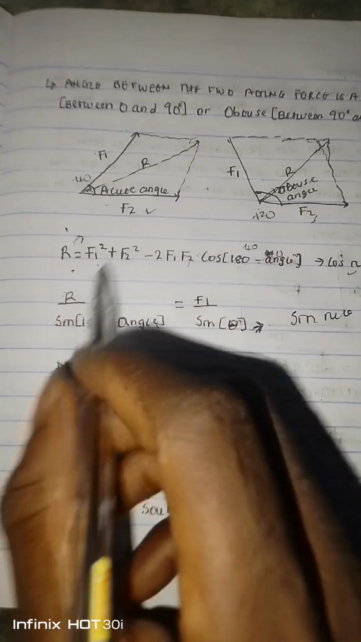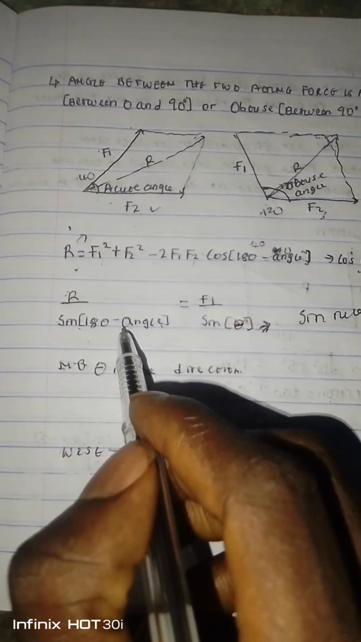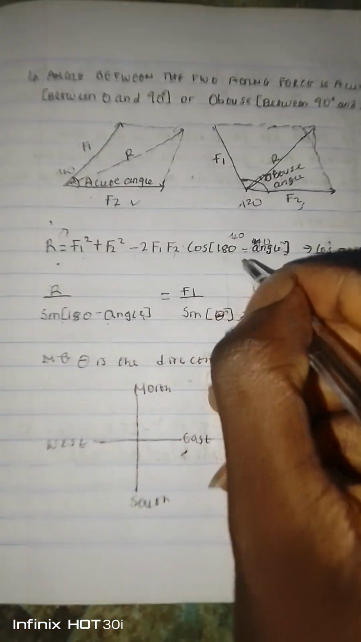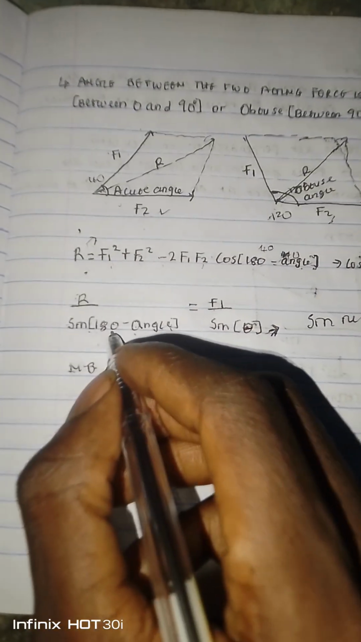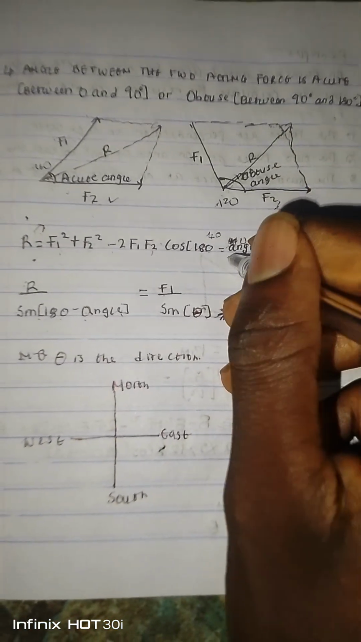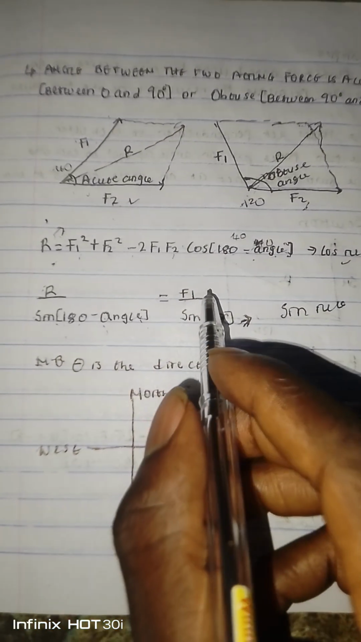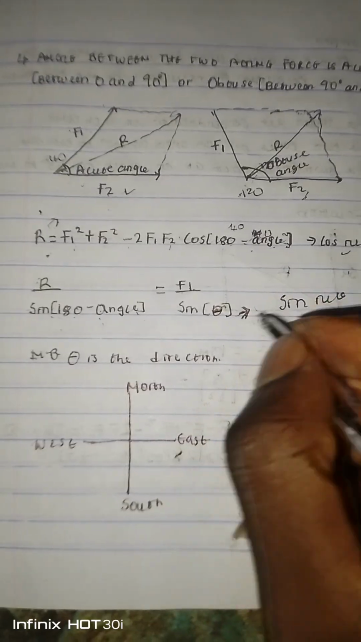Just take note of the formula. R over sine 180 minus angle, not sine angle. Always take note, this 180 minus angle is different from the angle. And the funniest thing in JAMB, if you use the angle to solve, you will see your answer there. So take note, R over sine 180 minus angle equals F1 over sine direction.